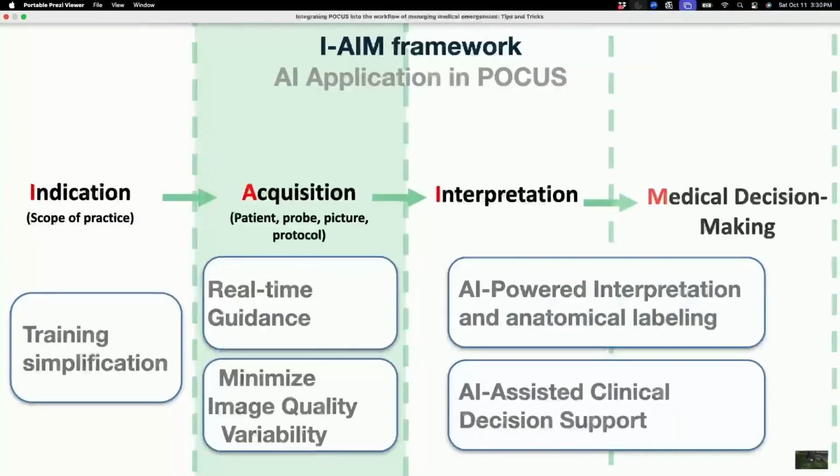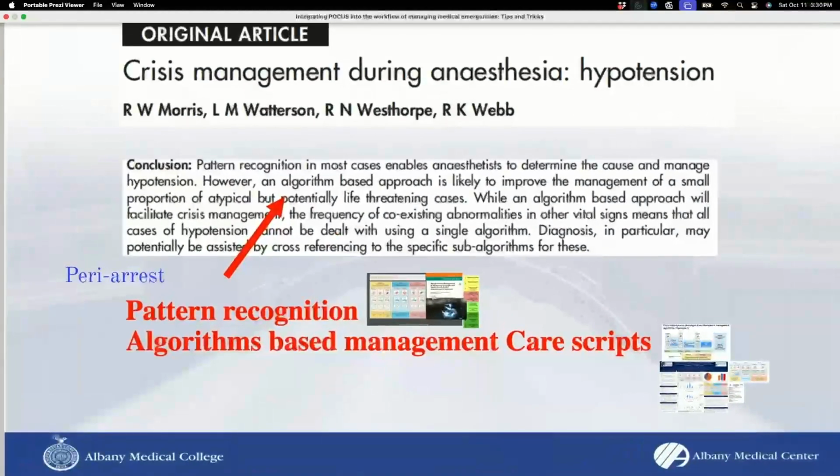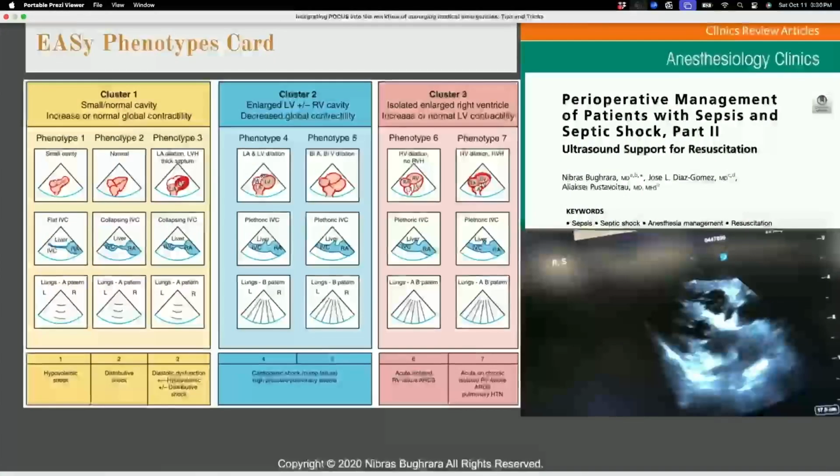So now with AI, we're able to show that probably we can overcome some of the limitations. Training simplification, AI-powered assistant in standardization of the image quality assessment, and it was helpful. But still, it's a 3-day course. So we noticed that a lot of times during emergencies, you only need to see the phenotype of the heart.